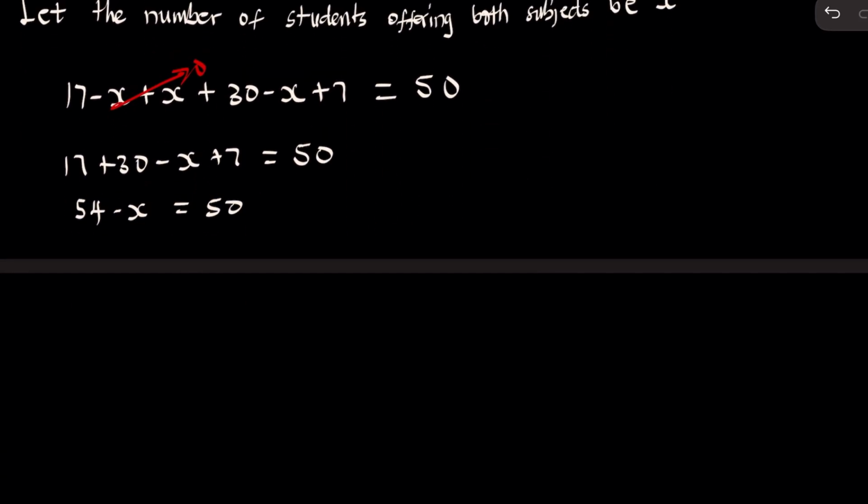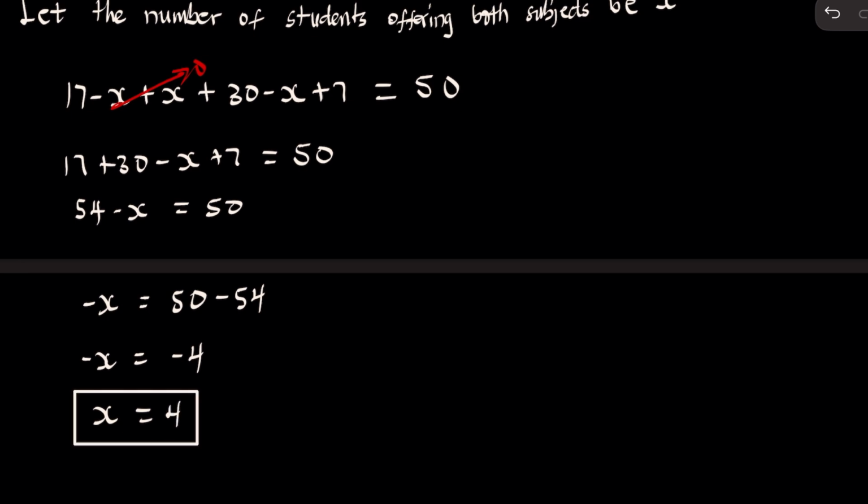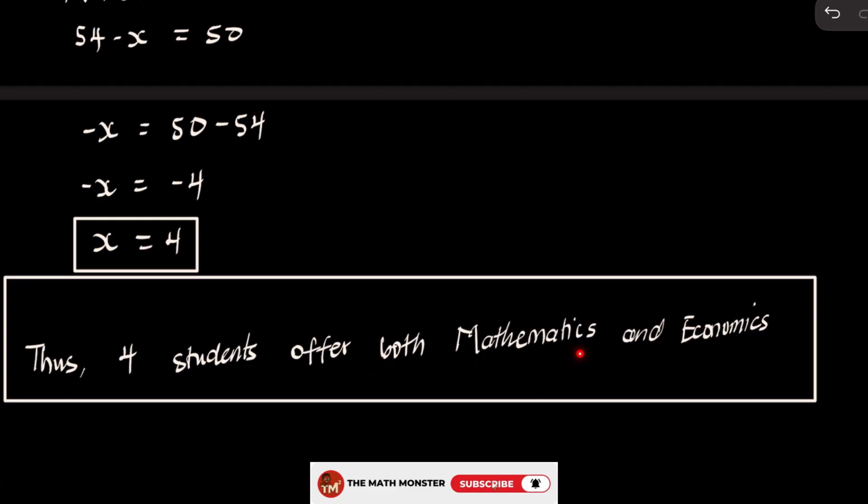To solve this algebraic equation, we are going to move 54 to the right hand side. And so we are going to have minus X is equal to 50 minus 54. Now 54 will become minus because it's going to cross the equal sign. So now let's simplify this. We're going to have minus X is equal to minus 4, which implies that X is equal to 4. Thus, we just have to divide through by minus 1. Thus, 4 students offer both mathematics and economics.